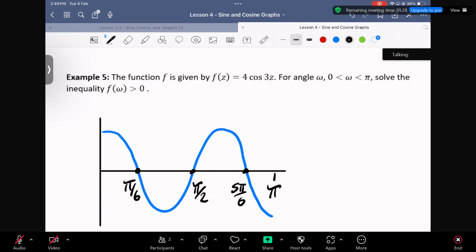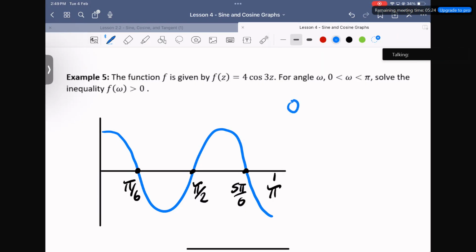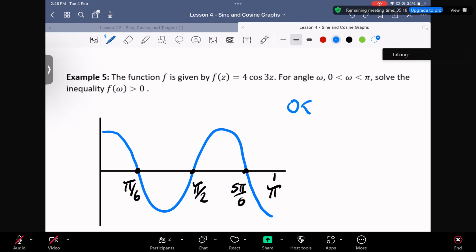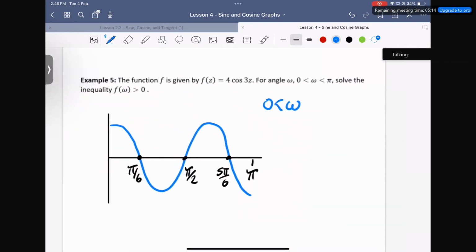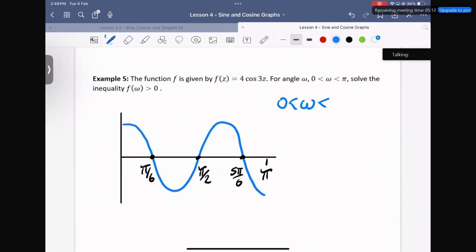So our solution to this one is that omega is between 0, oh no, we can't include that one. Omega is between 0 and pi over 6, or omega is between pi over 2 and 5 pi over 6. And this is our answer. All right, we're finished there for today.